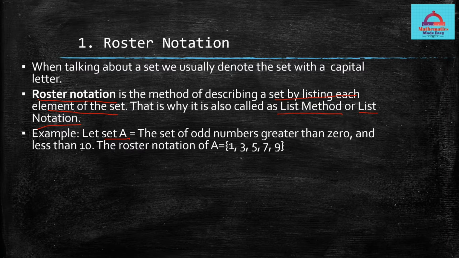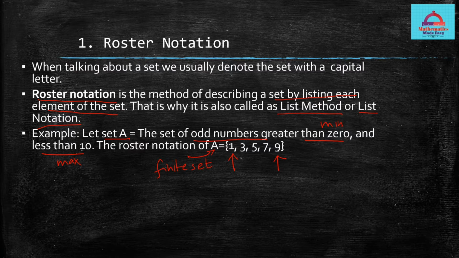This is described as the set of all odd numbers which are greater than 0 and less than 10. So I have a minimum, I have a maximum limit on the set. Definitely this set A that we are defining here is going to be a finite set. And because it is going to be having only odd numbers, the smallest would be 1 and the biggest would be 9. So this set A is defined by listing the 5 elements 1, 3, 5, 7, 9.